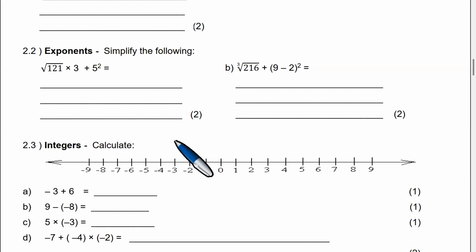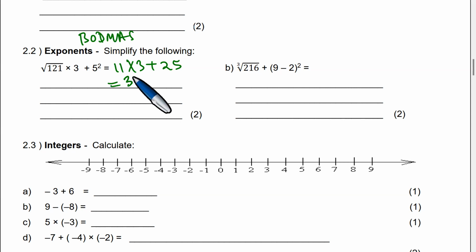It is not 29. What is the square root of 121? 11. Well done, 11. What is 5 squared, Lindsay? It's 25. BODMAS says we must start with multiplication. What is 11 times 3? 33. So what is the answer? The answer is 58.